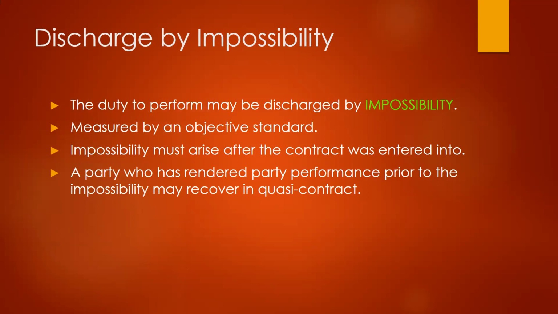Discharge by impossibility. The duty to perform may be discharged by impossibility, measured by an objective standard. Impossibility may arise after the contract was entered into. A party who has rendered partial performance prior to the impossibility may recover in quasi-contract.